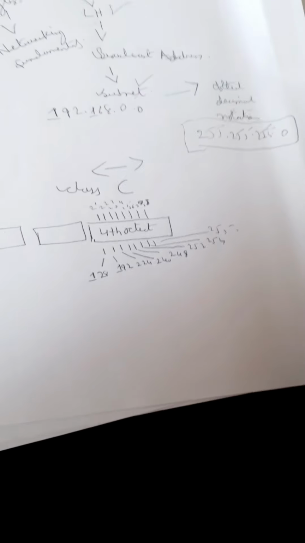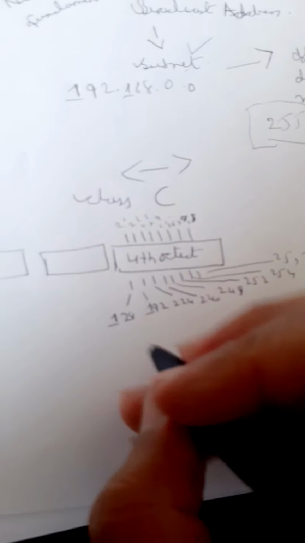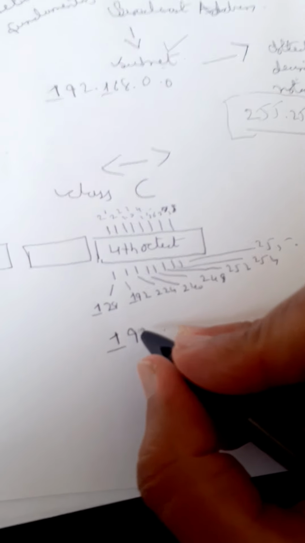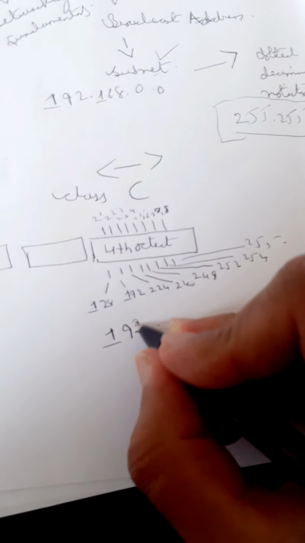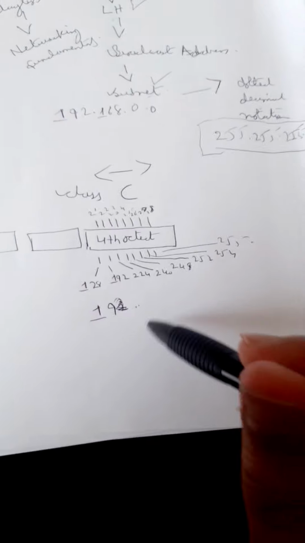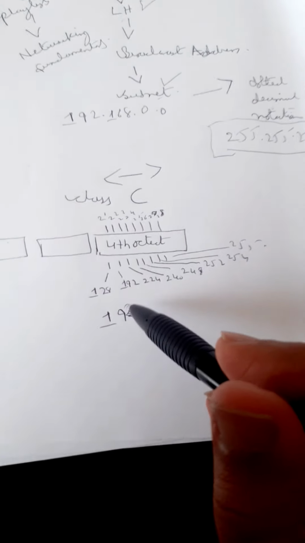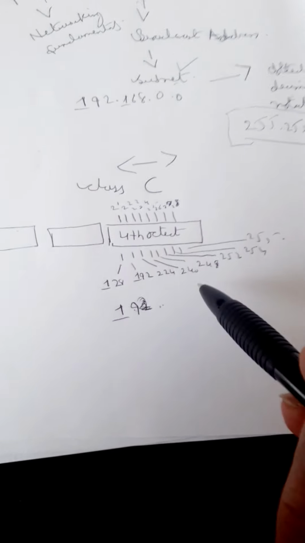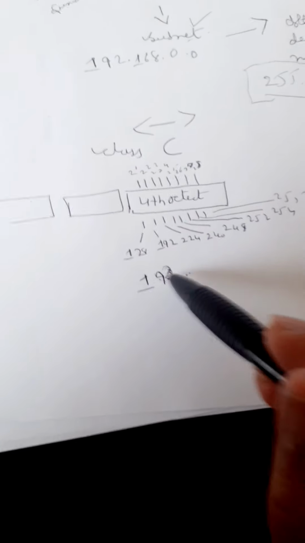Let's take a value. I'm going to take a class C value, 192. Remember, class C will always start with 192. So if there is a question asking what this subnet is, it's always a class C, remember. Or what this IP address is starting from, that's 192. That's class C.